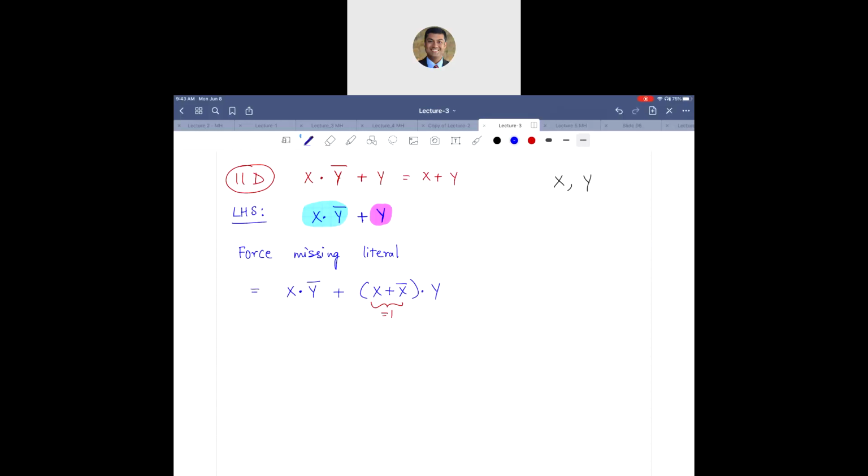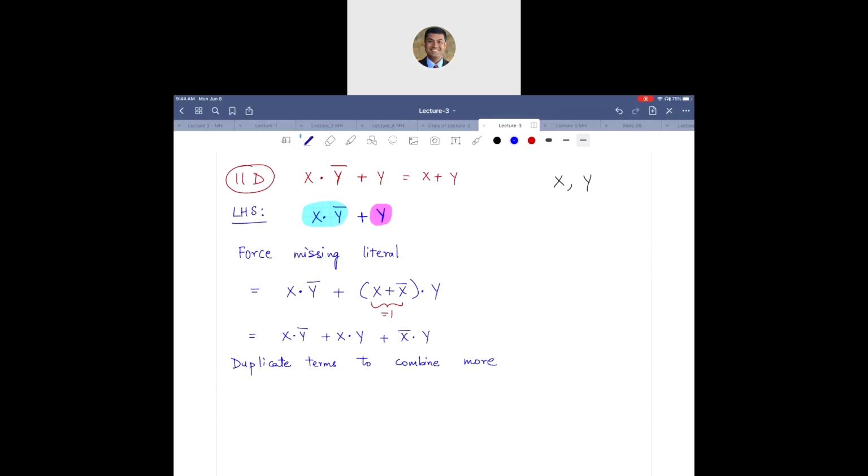So that's my left-hand side. If I expand it, what do I have? I have x and y complement, or x and y, or x complement and y. I'm going to use another trick here. I'm going to duplicate some terms so that I can combine more.